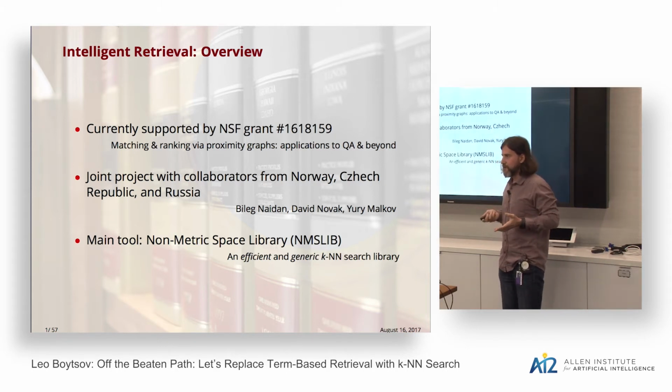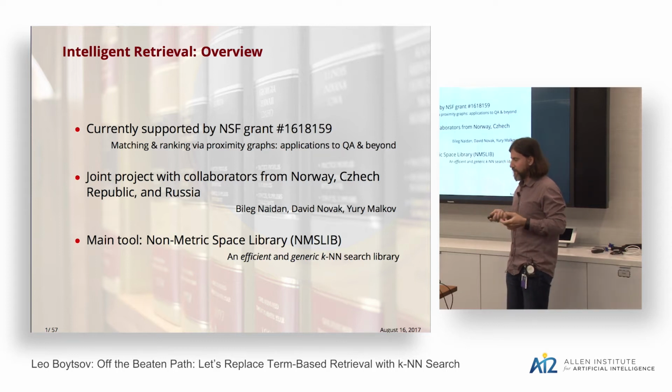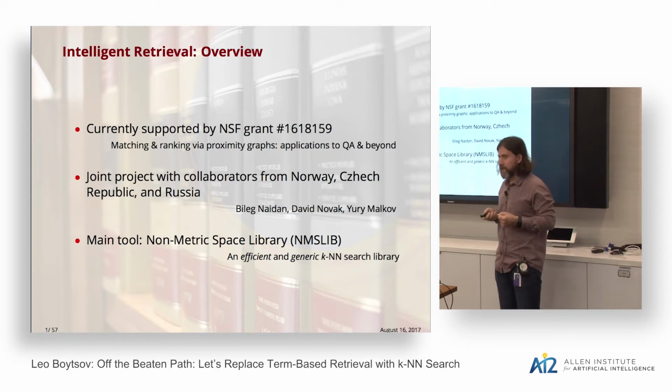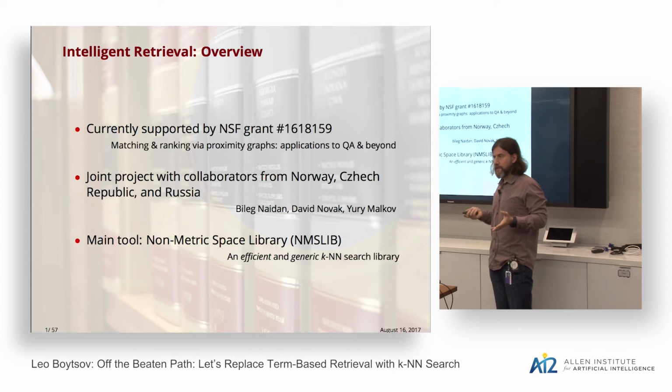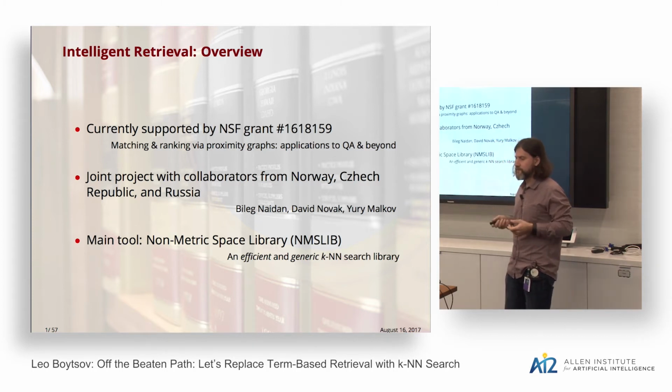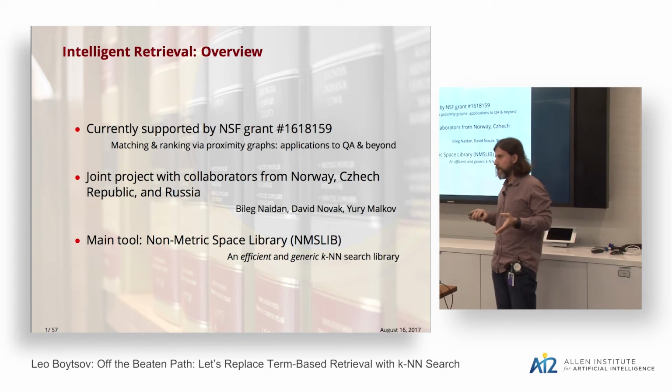This work, as was mentioned, is supported by the following NSF grant, and an important byproduct of this research, as well as the main research vehicle, is a generic and efficient library for K-NN search, codenamed NMSLib. And I developed this library jointly with other people. In particular, I greatly appreciate contributions from Bilek Naidan, Yuri Malkov, and David Noy.